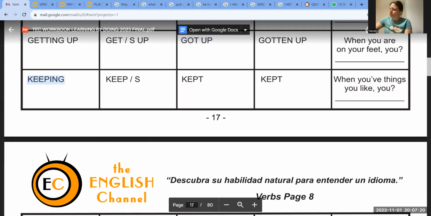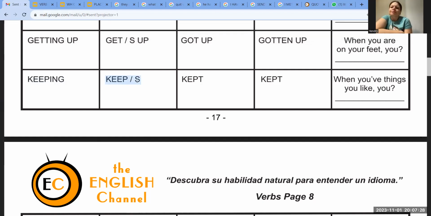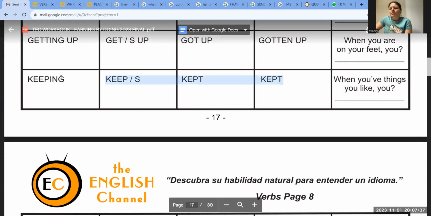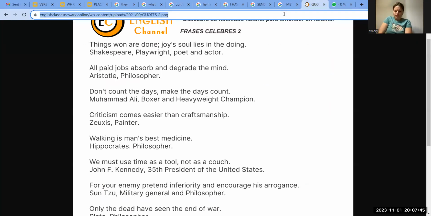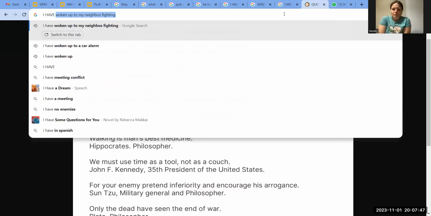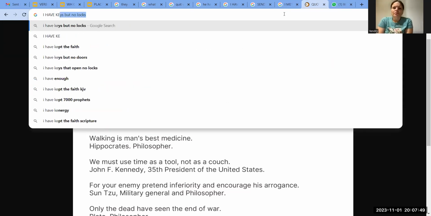All right, very good. Let's practice the last verb. Please repeat. Keeping. Keep. Keeps. Kept. So here we have an irregular verb because the past is kept and the participle is kept. So let me give you an example of participle.